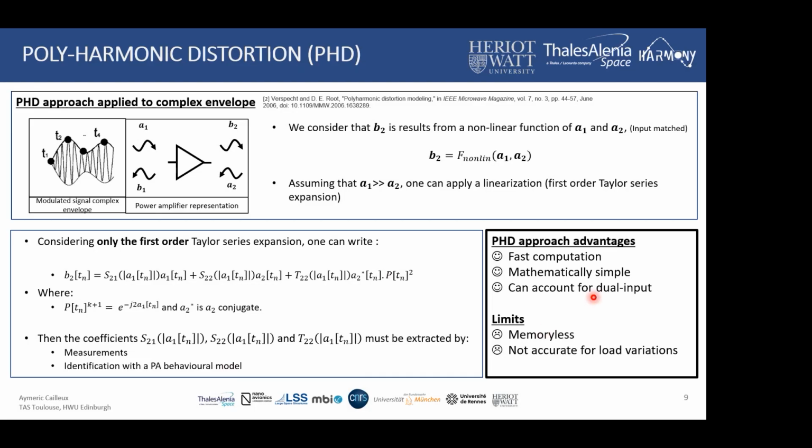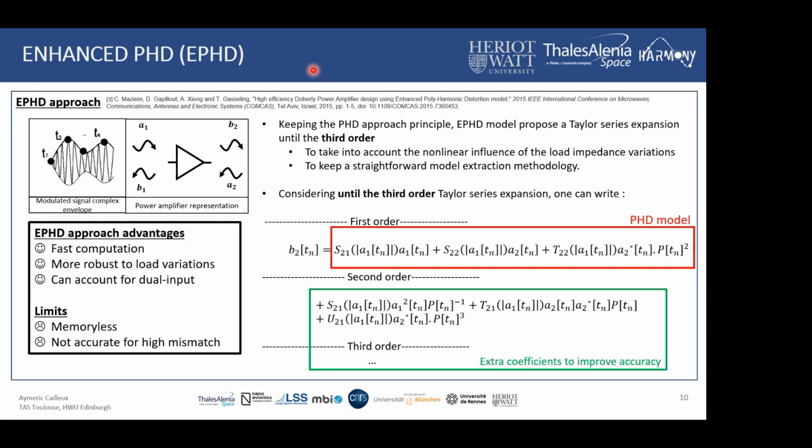This approach is interesting because it has fast computation, as we have only 3 coefficients to measure. It's mathematically simple, and it can account for dual input. The main limitations are, again, we don't have memory, we don't take into consideration the past of the signal, and it's not really accurate for load variations. And that's why some people developed enhanced PhD or ePhD approach. So basically, we keep exactly the same approach, but instead of keeping only the first order of the Taylor series expansion, we will go until the third order.